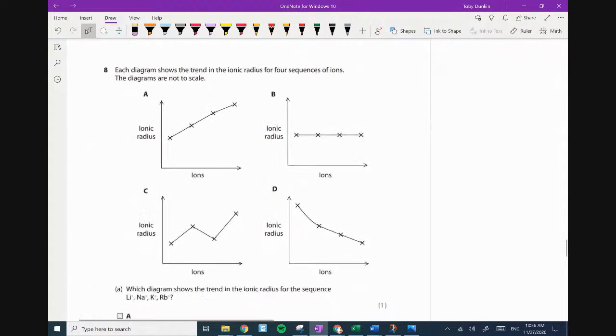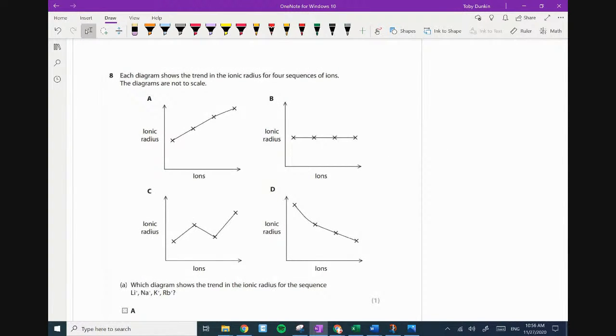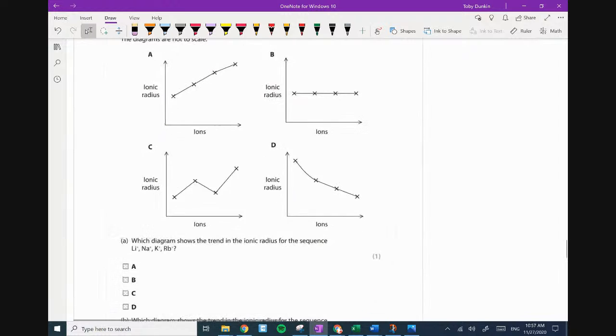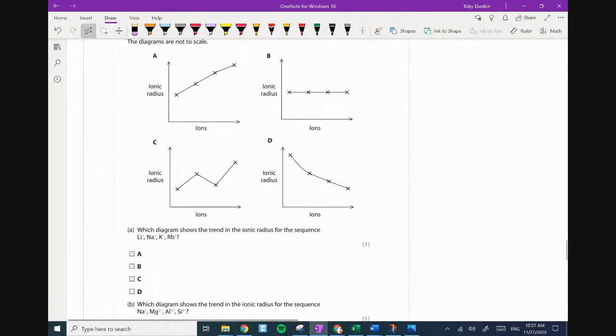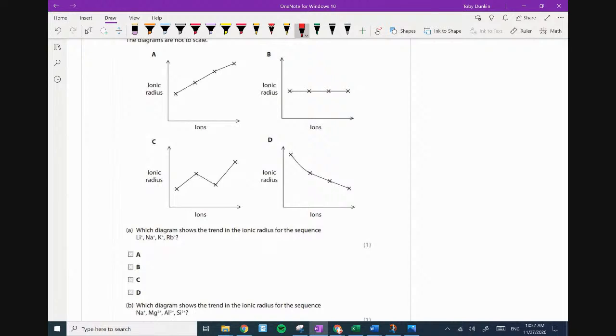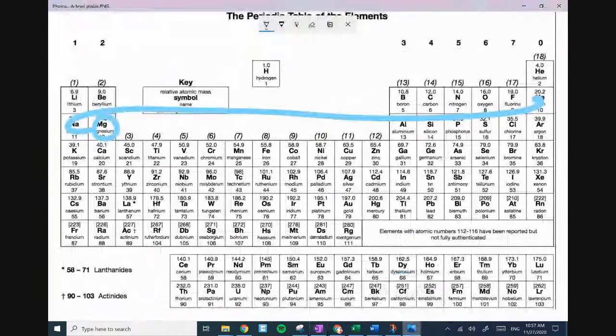Each of these diagrams shows the trend in ionic radius for 4 sequences of ions. Oh, I see what they're doing. That's clever. Which diagram represents this sequence? Lithium, sodium, potassium, rubidium.